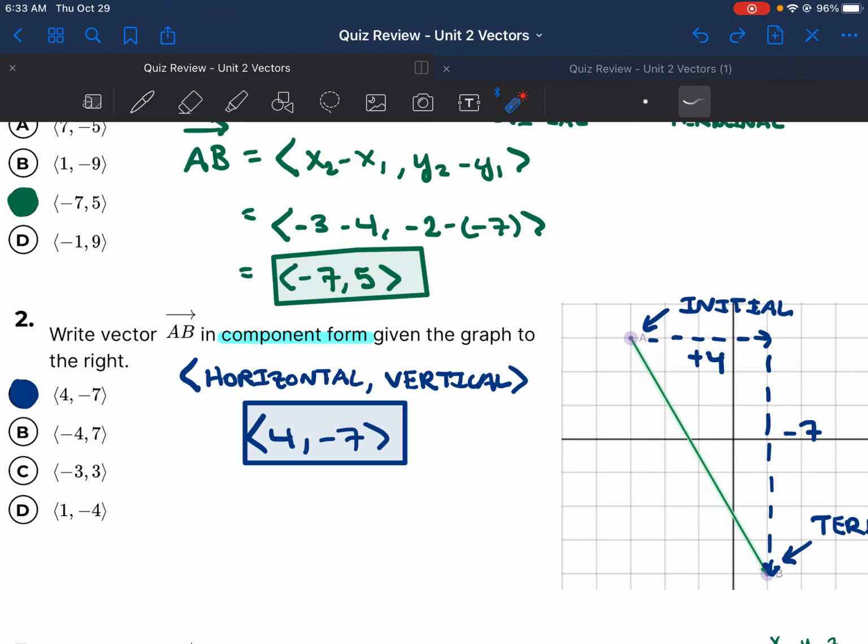So you have a couple options. You can write the coordinates of A and B and solve the problem algebraically like we did in number 1, or you can simply count the horizontal and vertical components. Horizontally, to go from A to B, I would have to go to the right 4 spaces, so that would be a positive 4 for a horizontal component, and then I would need to go down 7 spaces. So we'd have a negative 7 for the vertical component since down is a negative direction on the y-axis.